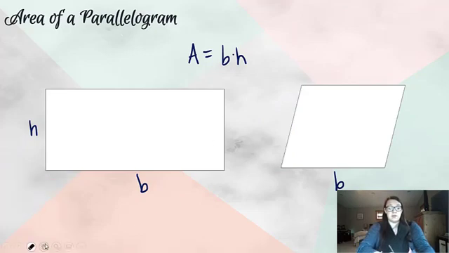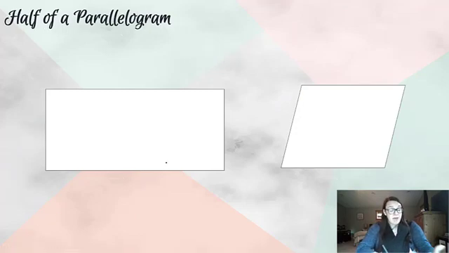Our height should always be perpendicular to the base. So if this is the base, the height is here at a perpendicular. That's how you'll see it, or sometimes you'll see it written off to the side like this as well. But area of a parallelogram, whether it's a rectangle or if it's slanted like a regular parallelogram, this area equals base times height.